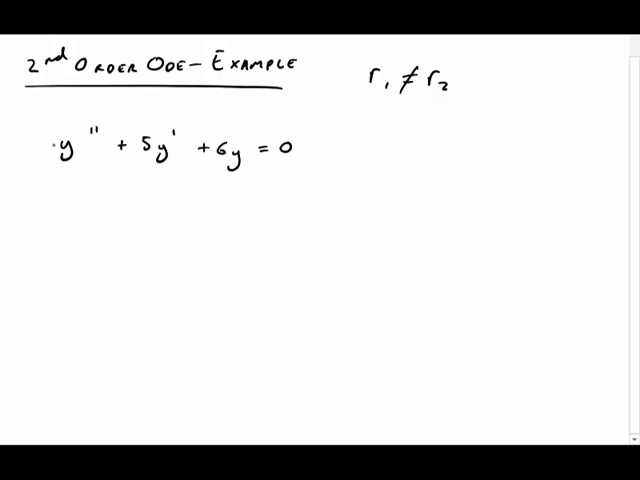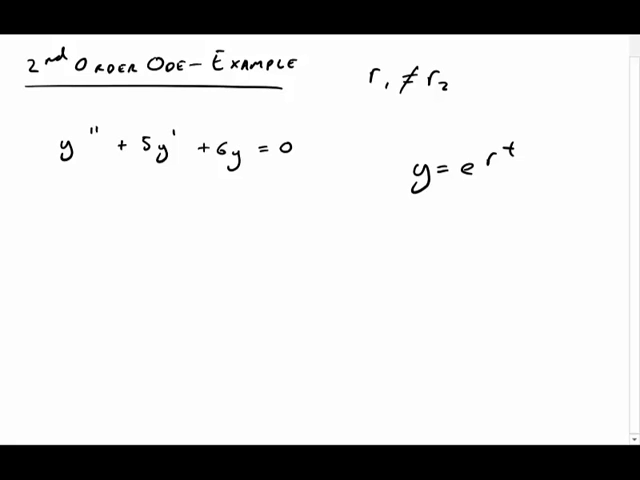So we've got the second derivative of y, plus 5 times the first derivative of y, plus 6 times our function, and that's equal to 0. So in other words, what we're doing is we're looking for a form of y equals e to the rt. So we guess the solution is going to look something like that.